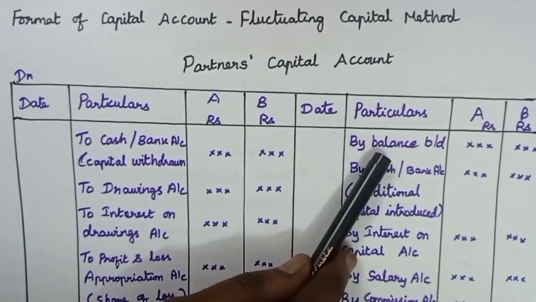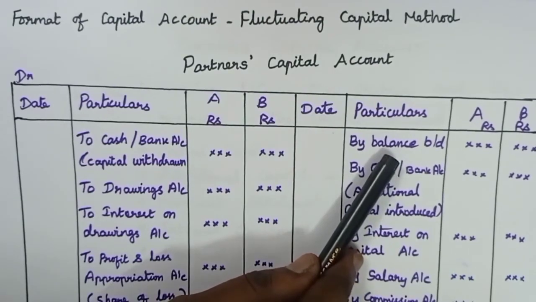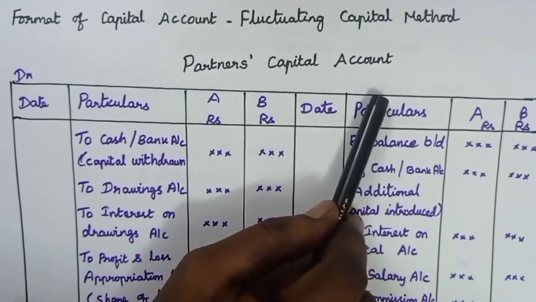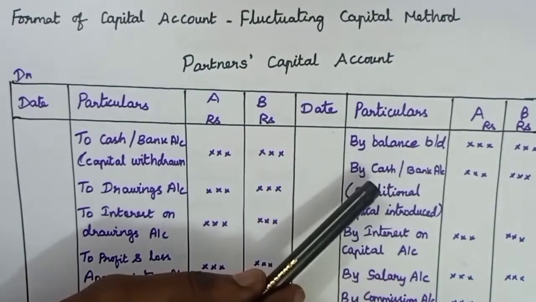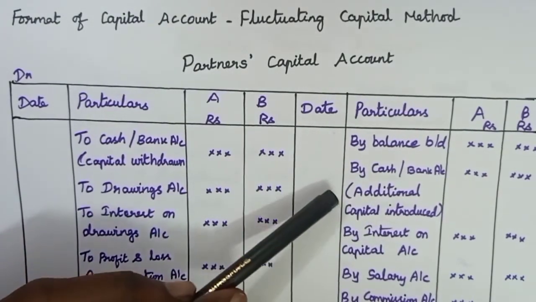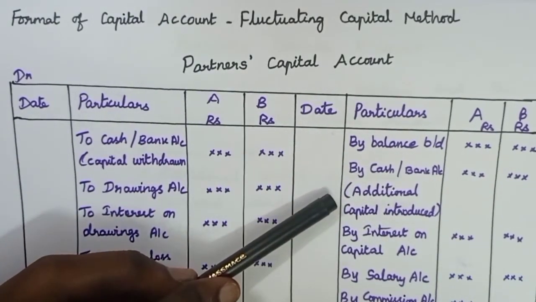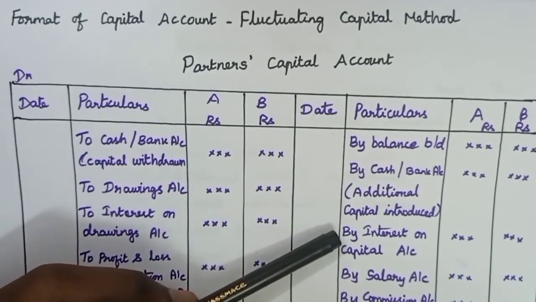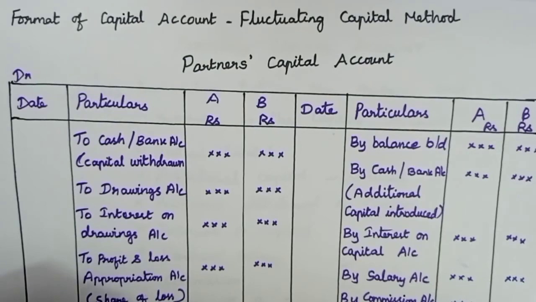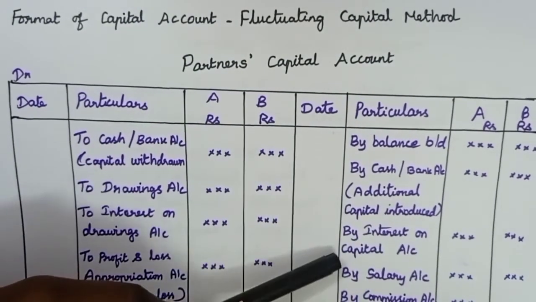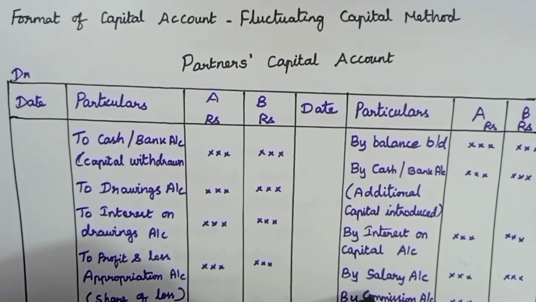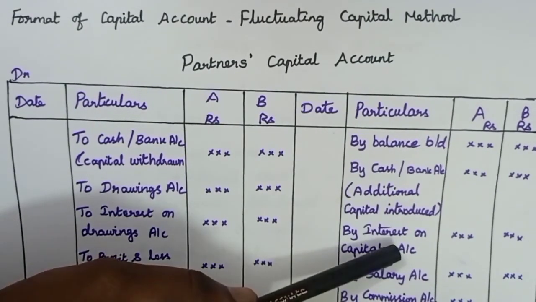We have to start with the opening balance of capital on the credit side of the partner's capital account. Next, we have to record all the transactions, that is the additional capital introduced by the partner if any, interest on capital, salary, commission, share of profit. All these transactions are recorded on the credit side of the partner's capital account because these transactions will increase the capital of the partner.